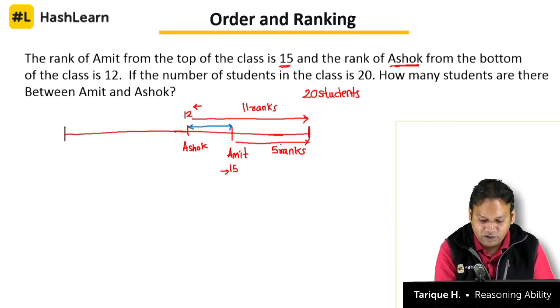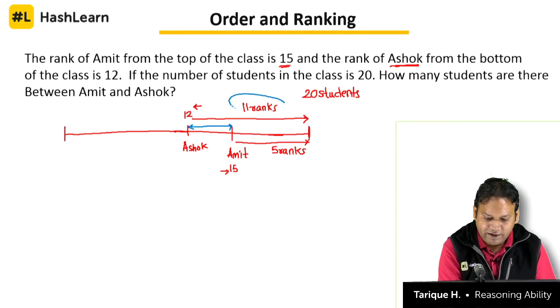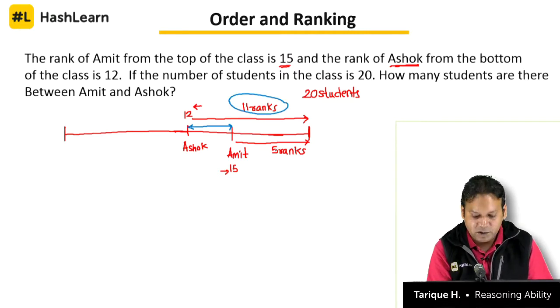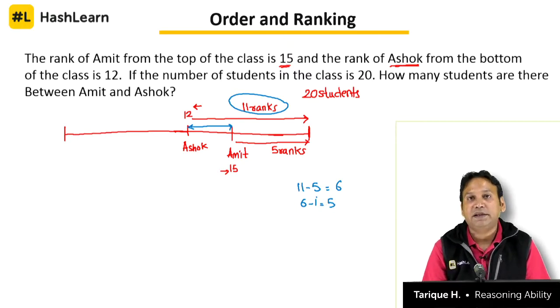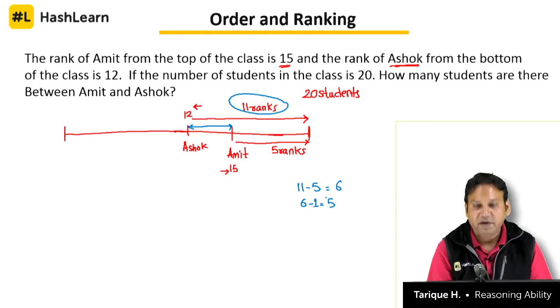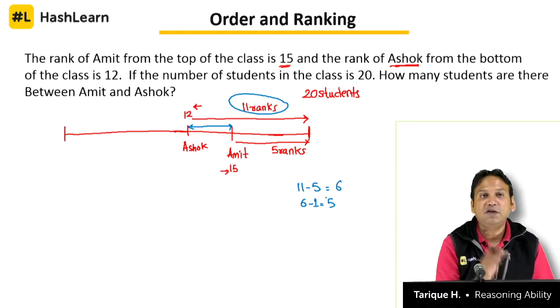First of all, you remove these 5 persons. The total 11 ranks are there, 5 ranks are below Amit also. So, remove 11 minus 5, that becomes 6, and 1 person is Amit. So, then 6 minus 1, 5. So, how many persons are there between Ashok and Amit? The answer will be 5. Now, let us look at the formula and solve it directly.